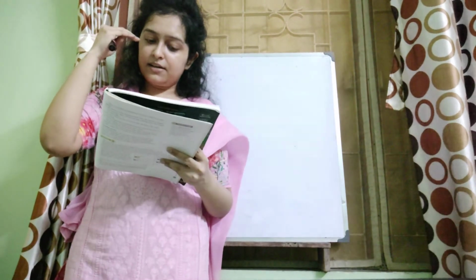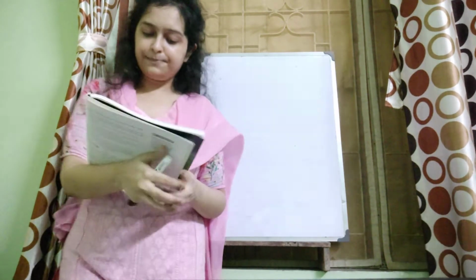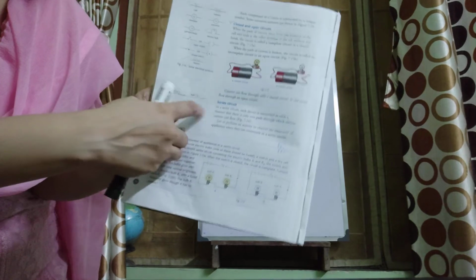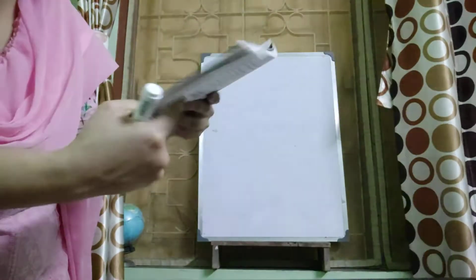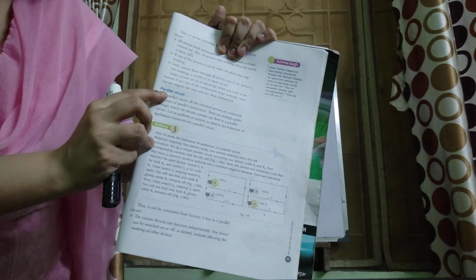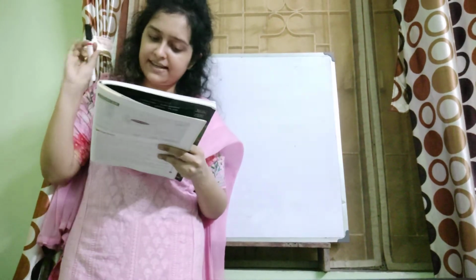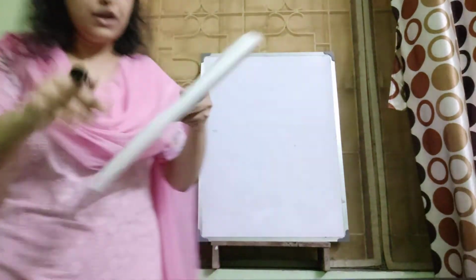Closed and open circuit you have, but you don't have series circuit, and parallel circuit also you don't have. All these things you don't have. Then the last page, you have electrical resistance, conductors, insulators and resistors. You don't have to memorize this chart.